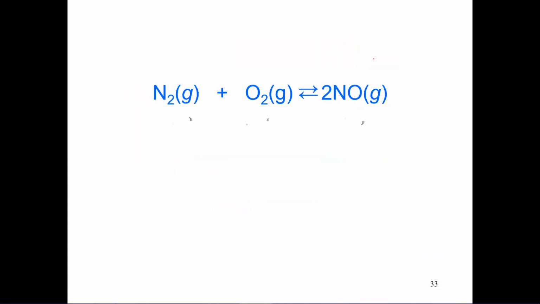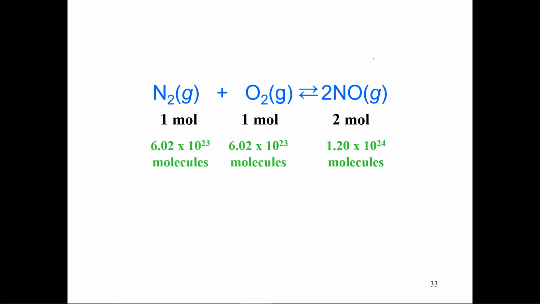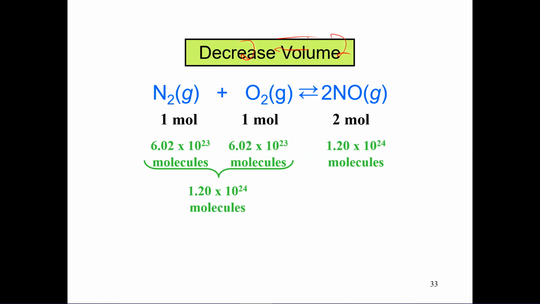Or if you have this system where you have 1 mole plus 2, that essentially you have 2 moles on one side and 2 on the other, that is equal. So a change in the volume will have no effect there. But if you decrease the volume, that'll increase the pressure. So essentially you get an increase in pressure. More collisions.